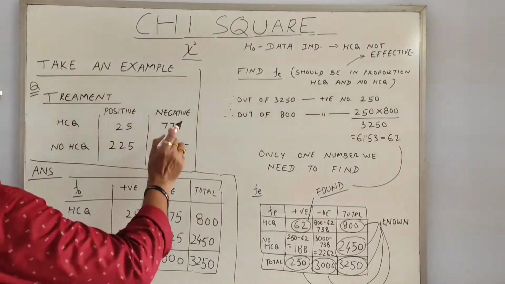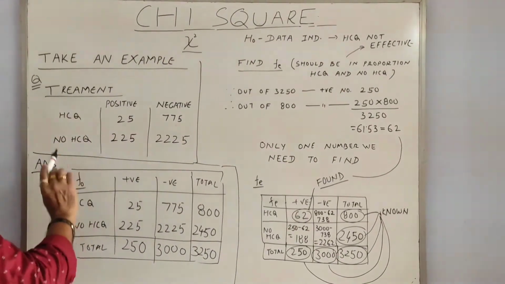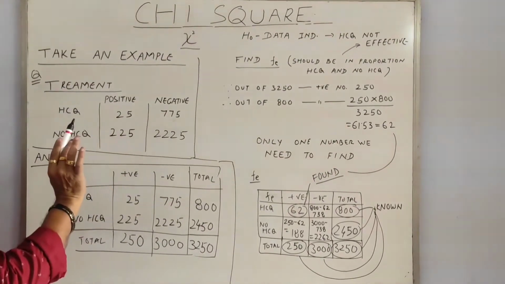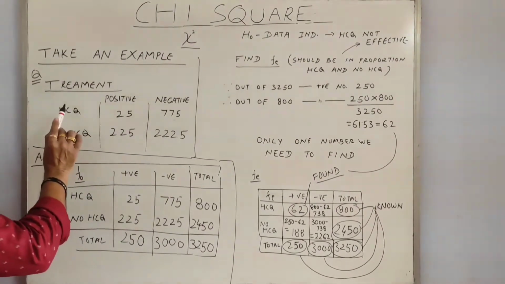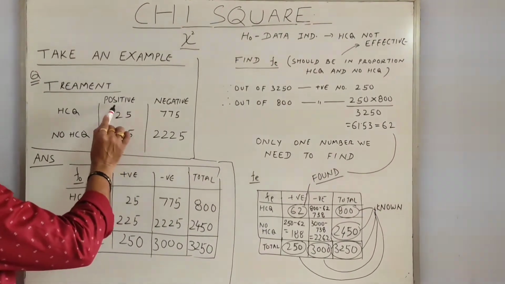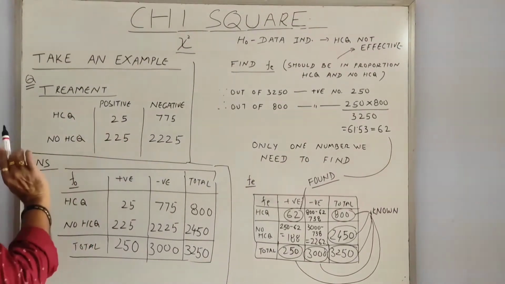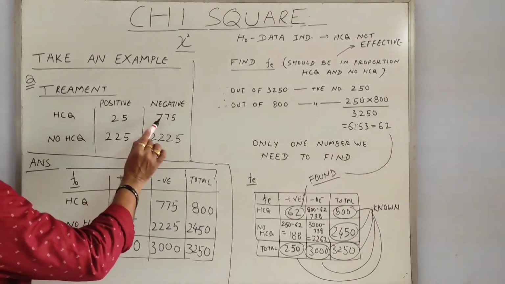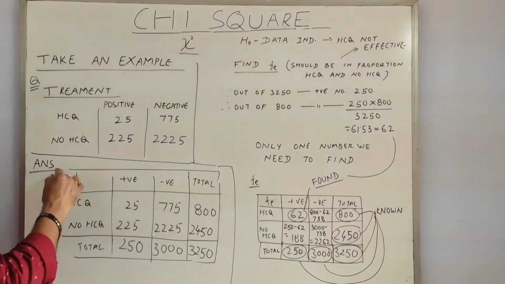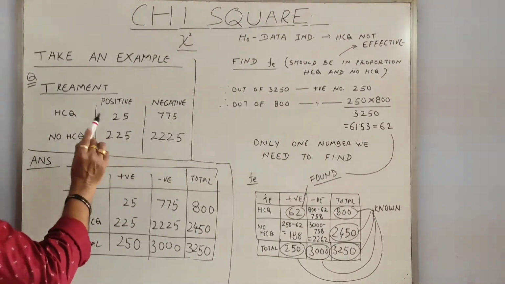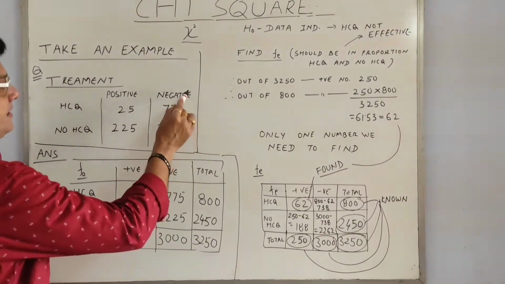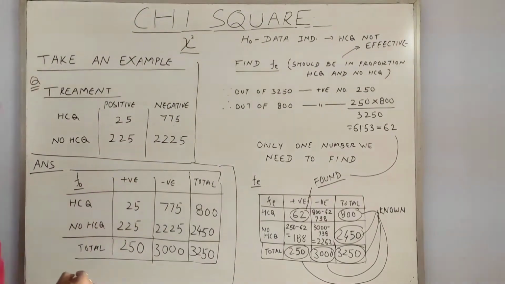Now take an example. In our question, treatment is given with HCQ, and to some patients we have not given treatment. When we had given treatment of HCQ, then 25 are still remaining positive, and with the treatment 775 are negative. And when we are not giving treatment, then 225 are positive and 2225 are remaining negative with some other medicines.